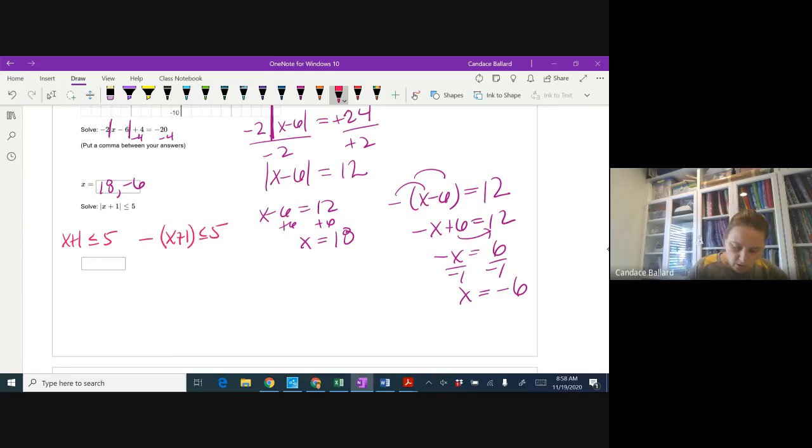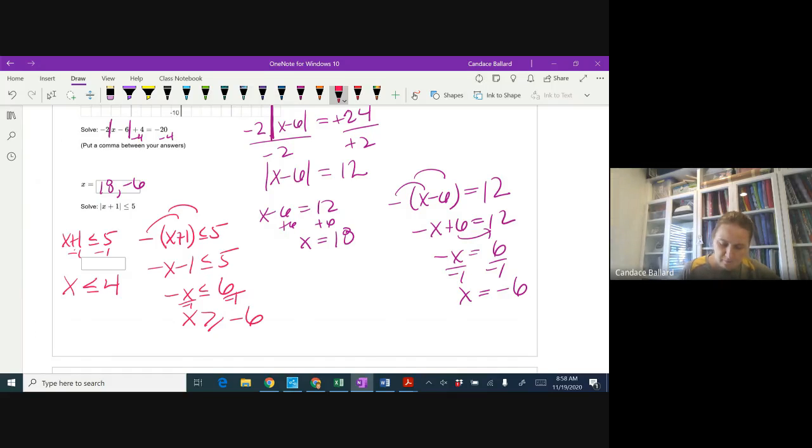All right, we're going to subtract the 1, so I get x less than or equal to 4. Okay, I'm going to distribute this in, so negative x minus 1 less than or equal to 5. I'm going to add 1, which makes it 6, and I'm going to divide by the negative. A few people missed this step: when you divide by a negative, you have to flip the inequality sign.